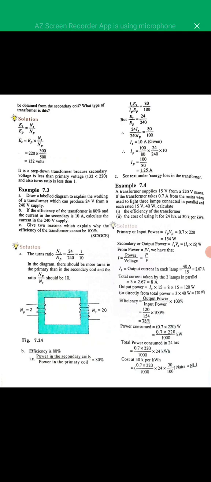Since we have 3 lamps, we multiply it by 3. The 3 lamps have no connection to the primary coil. They only have connection to the secondary coil, because that's the one that comes directly to your house, to your lamps, to your gadgets at home. So 3 times 2.67, you have 8 amps. So the output power becomes 8 times 15, which is 120. When you apply the formula for efficiency, 120 over 154 times 100%, you get 78 percent.